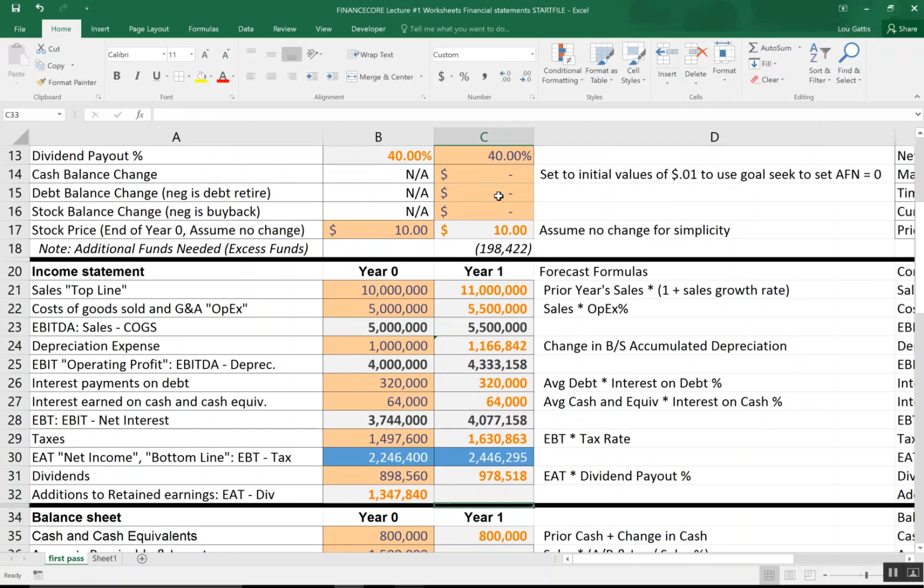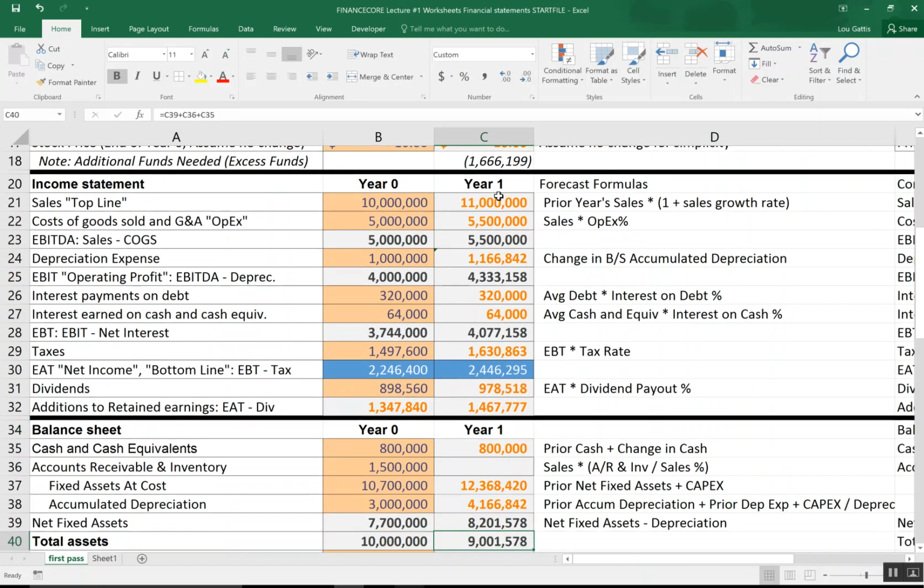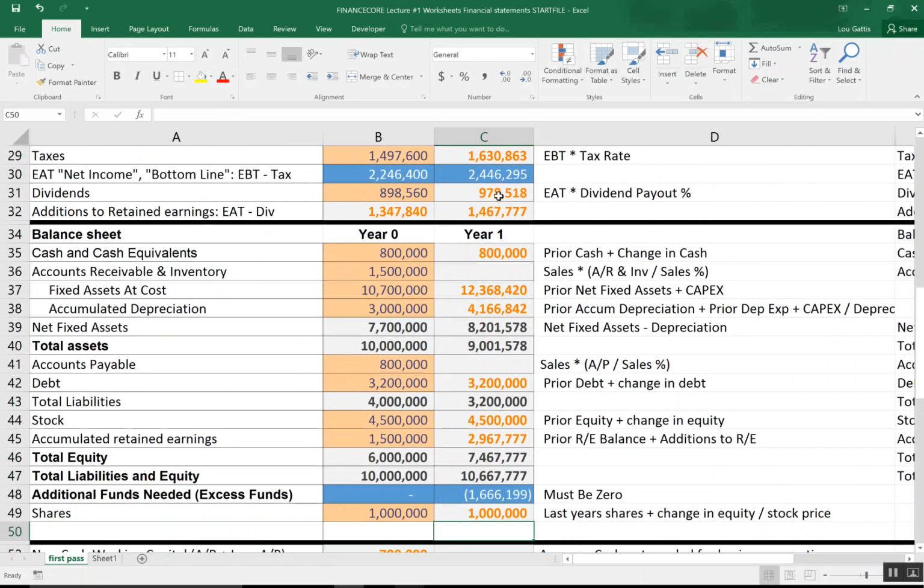Which gives me additions to retained earnings, my net income, or my earnings after tax, minus the dividends is what is added to retained earnings in the balance sheet. So that's the connection between the income statement and balance sheet. That 1.46 million is added to accumulated depreciation right here. So let's go do the rest of the balance sheet.